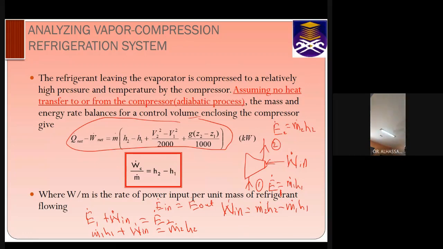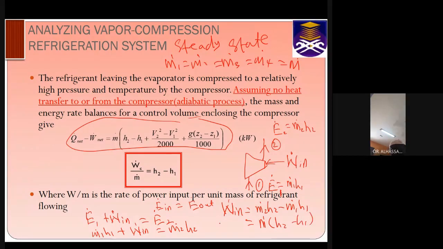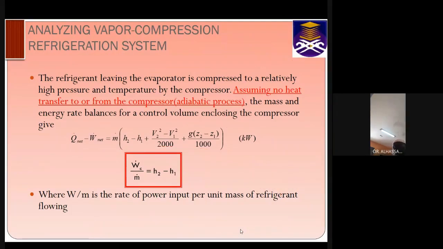Now, all control volume systems are said to be at steady state. And at steady state condition, mass flow rate M1 equals M2 equals M3 equals M4 equals M. Okay, so the mass flow rate throughout the refrigeration cycle remains the same. It doesn't change. So if that is the case, then I'll say M into bracket H2 minus H1, and that's equal to my W in. All right? So this is very, very important.